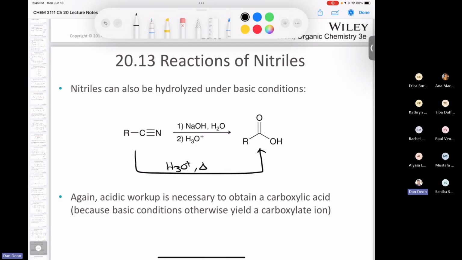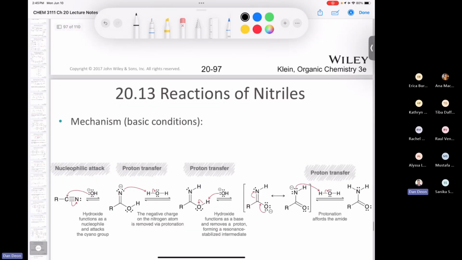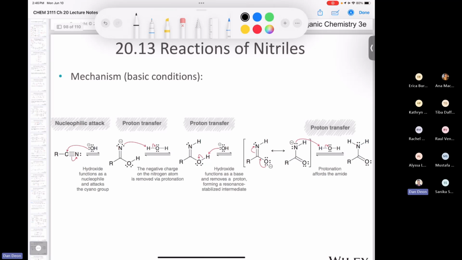That will give you the carboxylic acid, but you can also do it in base by treating it with sodium hydroxide, and then you end up with a carboxylate, then you protonate with H3O plus. That works too. There's nothing wrong with that. And that mechanism is also shown in here. But again, I'm going to put it on here for your own personal edification. Will not ask this mechanism, okay?